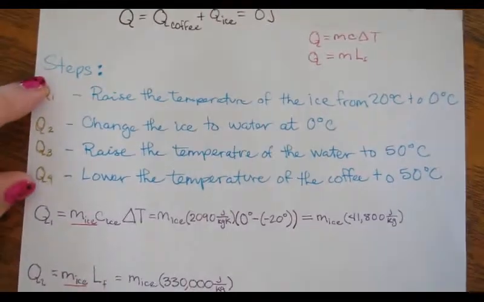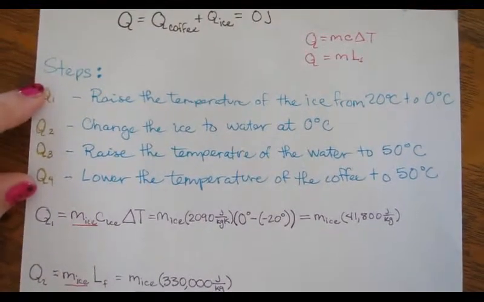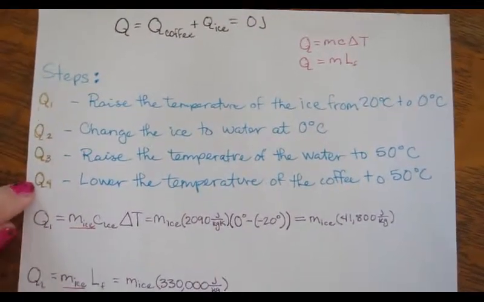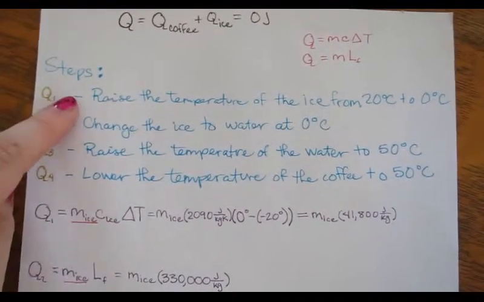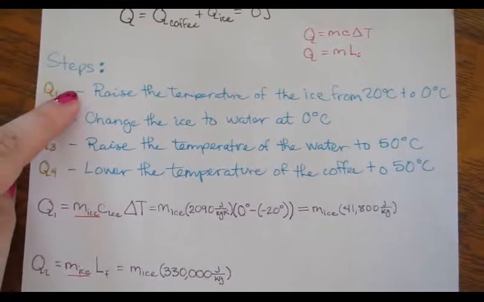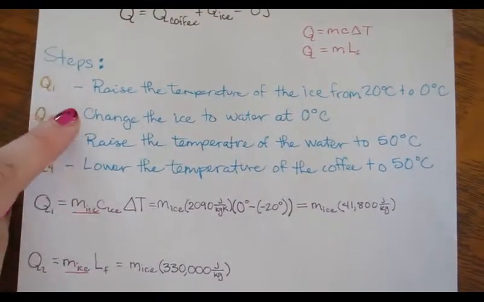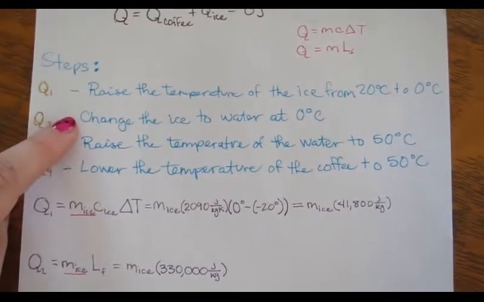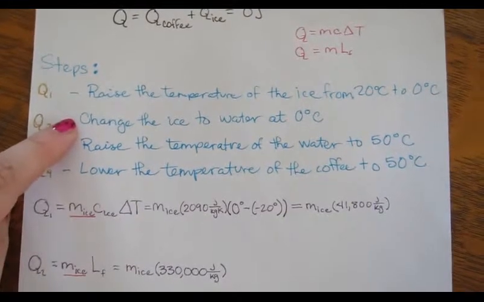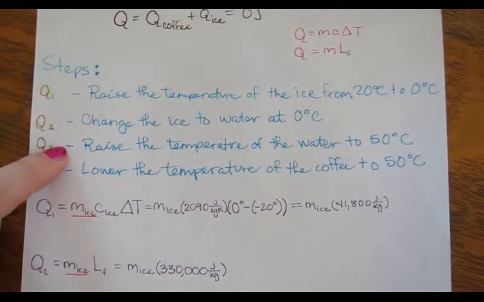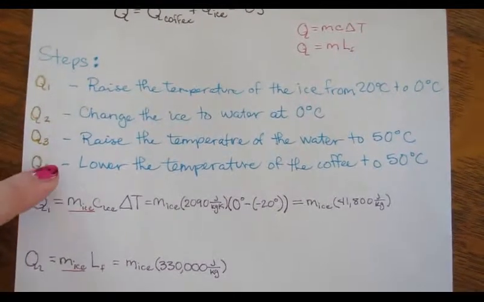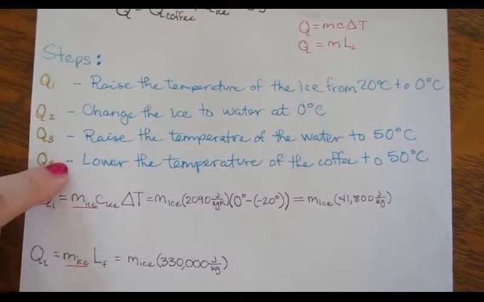To get from the frozen ice and a hot coffee to a nice drinkable beverage, 4 things need to happen. We need to increase the temperature of the ice cube from -20 degrees to 0 degrees. Then, while it's at 0 degrees, we need to convert the ice to water. Then we need to raise the temperature of the water to 50 degrees, while also lowering the temperature of the coffee to 50 degrees.